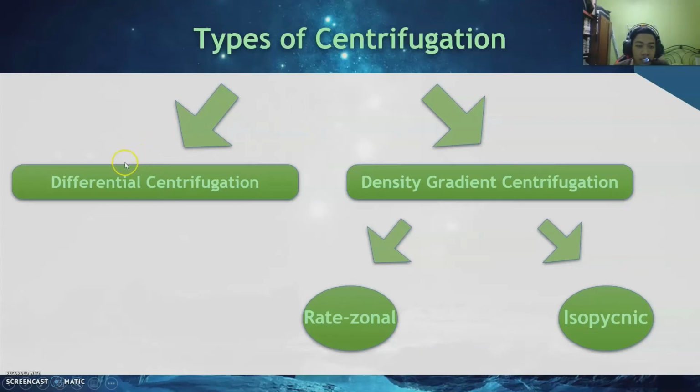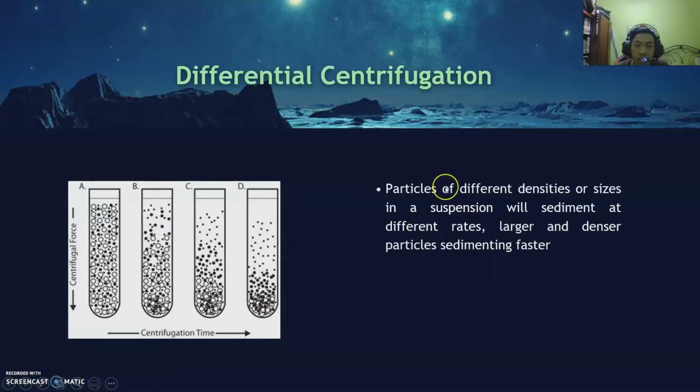The first one is differential centrifugation and the second one is density gradient centrifugation, which can be further divided into rate zonal and isopycnic. So the first one is differential centrifugation. The particles of different densities and sizes in a suspension will sediment at different rates, with larger and denser particles sedimenting faster.